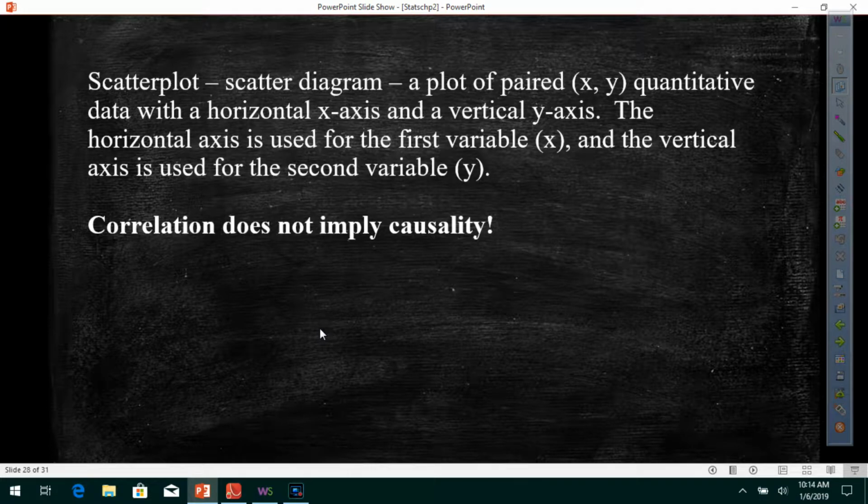But first, to do that, we need to know what a scatter plot is. A scatter plot is a scatter diagram, a plot of paired x-y quantitative data with a horizontal x-axis and a vertical y-axis. The horizontal x-axis is used for the first variable x, and the vertical axis is used for the second variable y. Big thing here, correlation does not imply causality. Okay, so let's see what a scatter plot looks like.